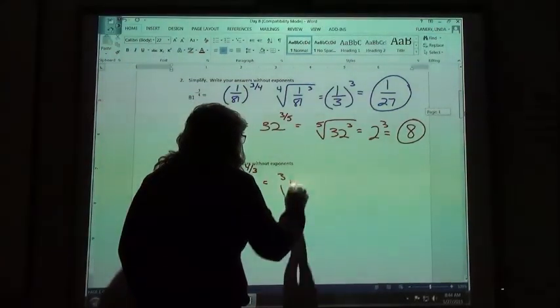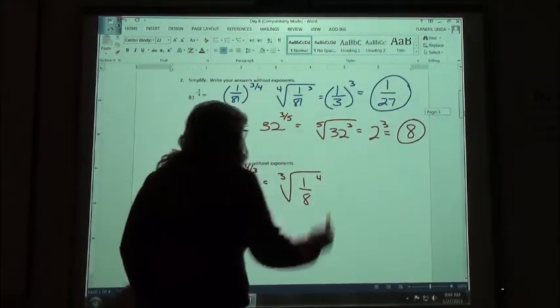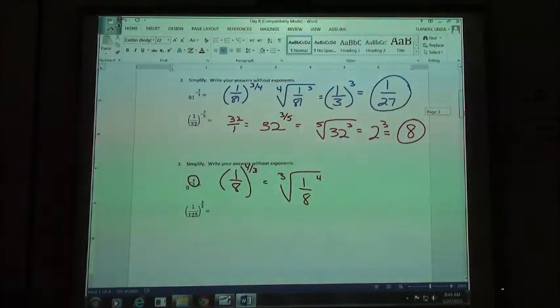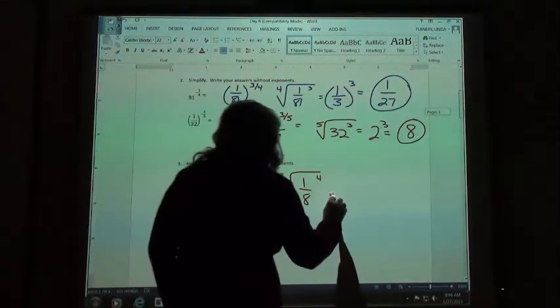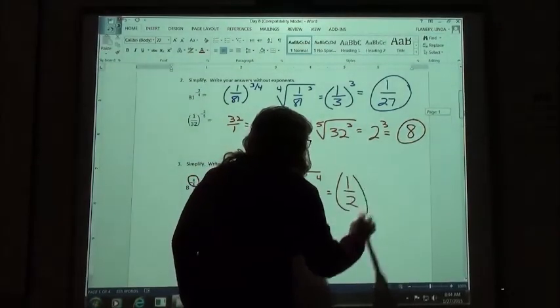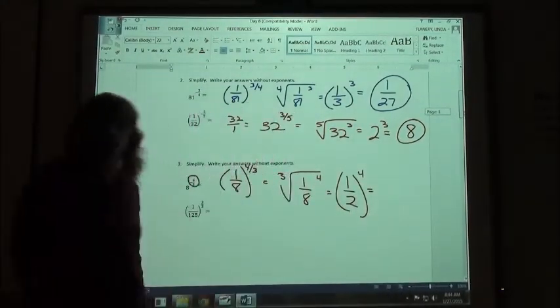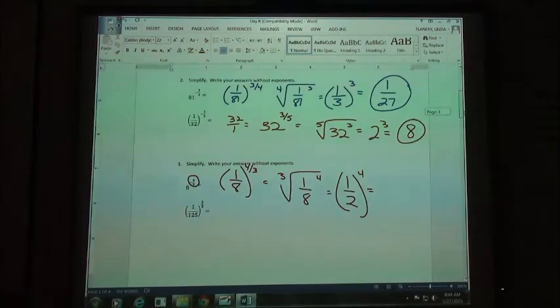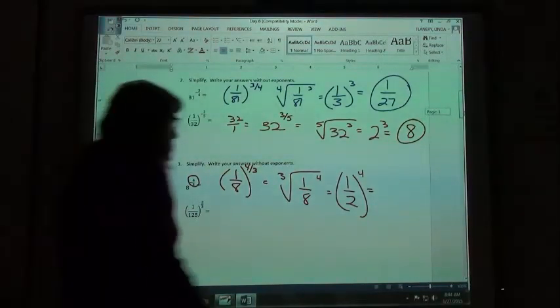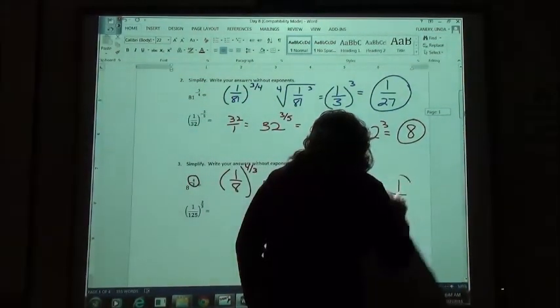So the cubed root of 1/8 raised to the 4th power. So the cubed root of 1/8 is 1 over 2. And then if I take 1/2 to the 4th power, 1 over 16, yep. 1/16.